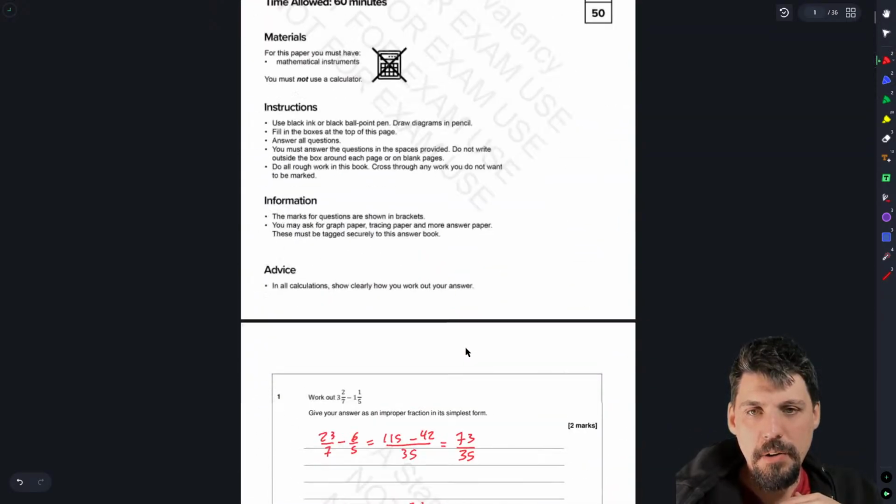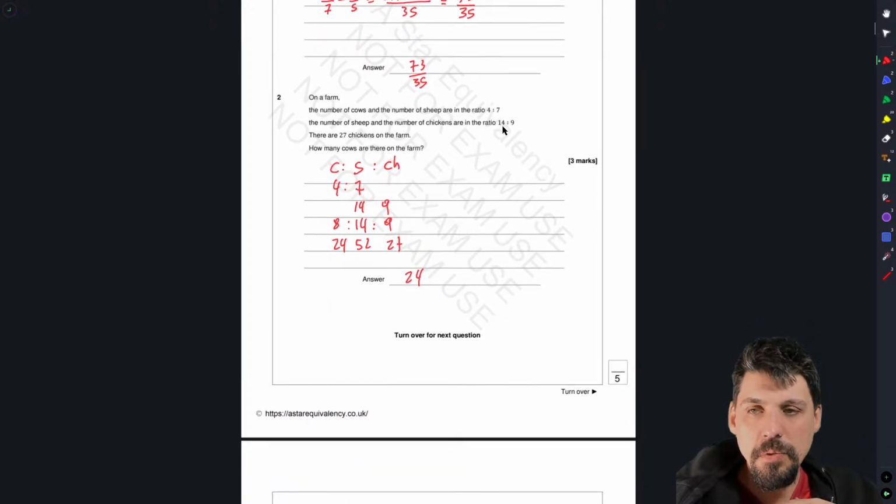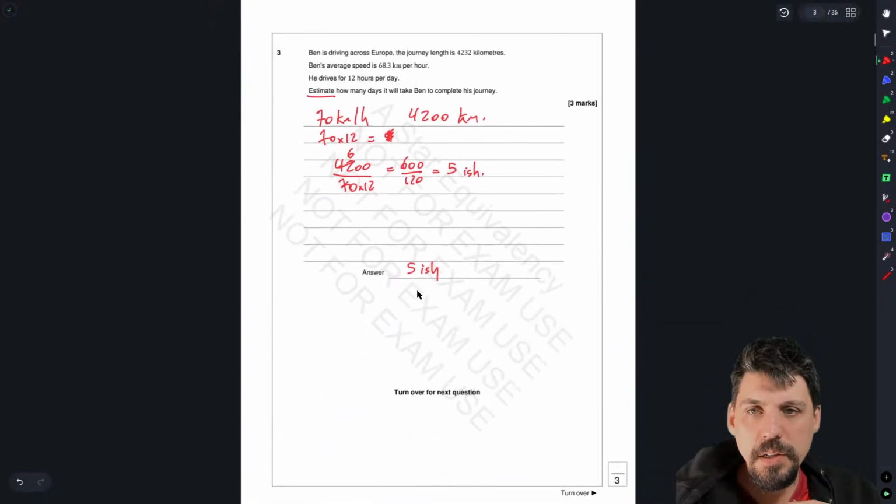Yeah, let's just have a very quick scan through what we've done. 21, 23 over 7, yes, because I'm not dumb. 115 minus 42, 60, 73. Yeah, I'm going with that. 4 to 7, so that's 8 to 14 to 9. 27, times by 3, times by 3, times by 3. That looks about right.